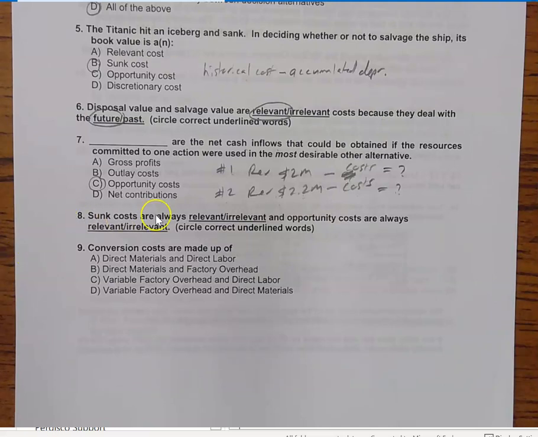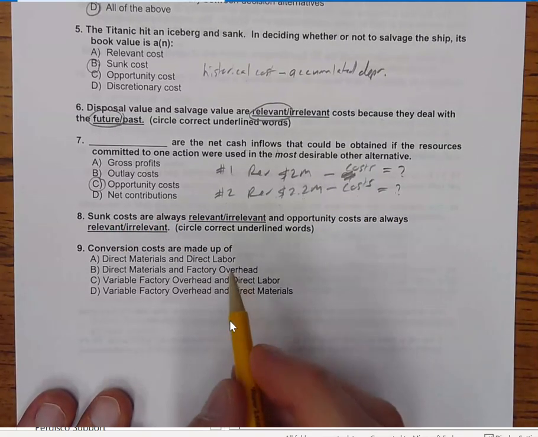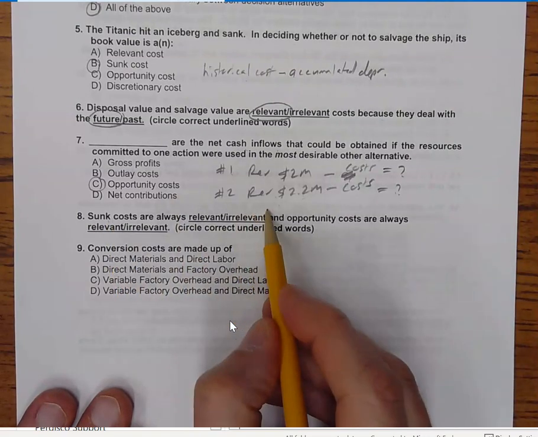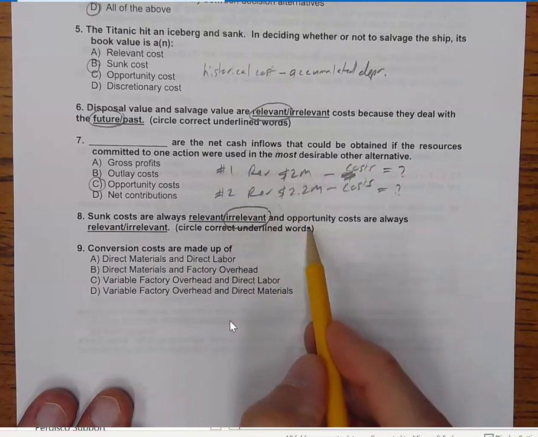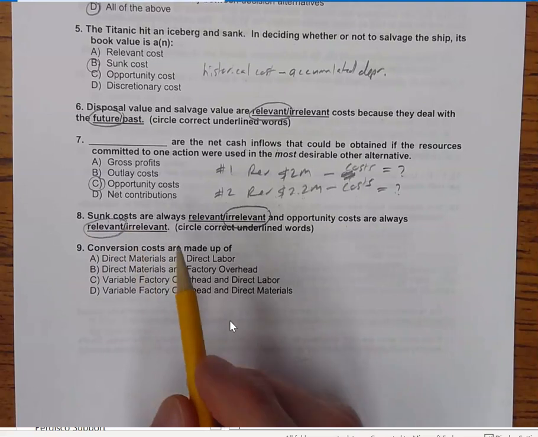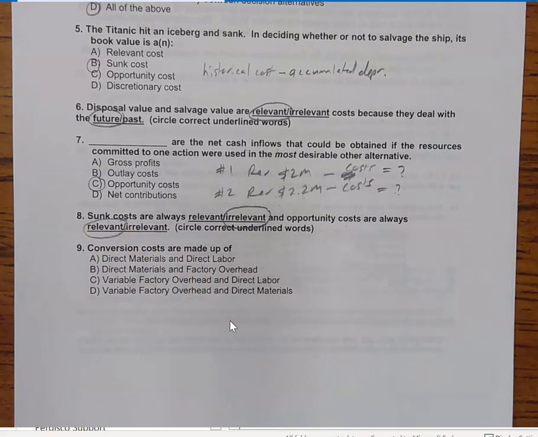Okay, question 8, it says sunk costs are always relevant or irrelevant, and opportunity costs are always relevant or irrelevant. Well, we actually covered the first part of this in the previous video, and so sunk costs are the result of past decisions making them irrelevant. Opportunity costs are always relevant because we could have done it, right? And we had to choose between alternatives.